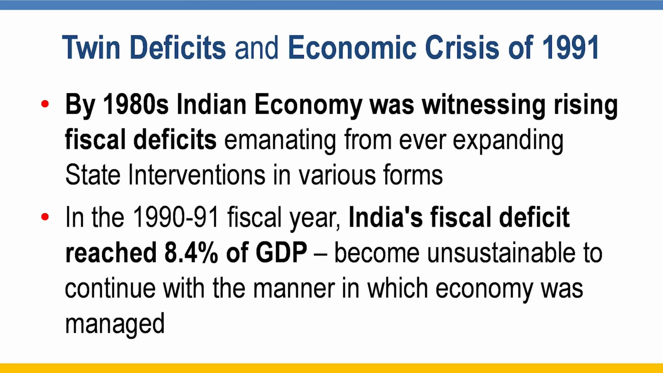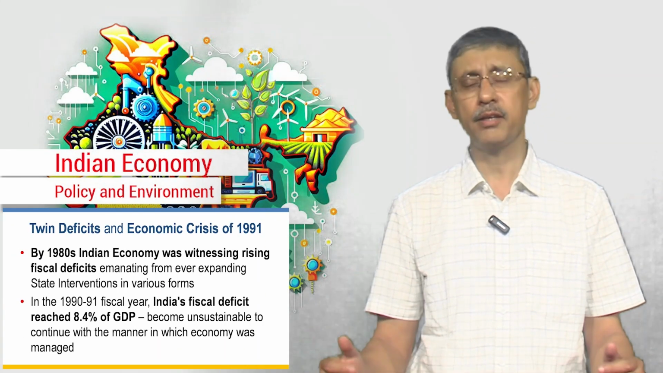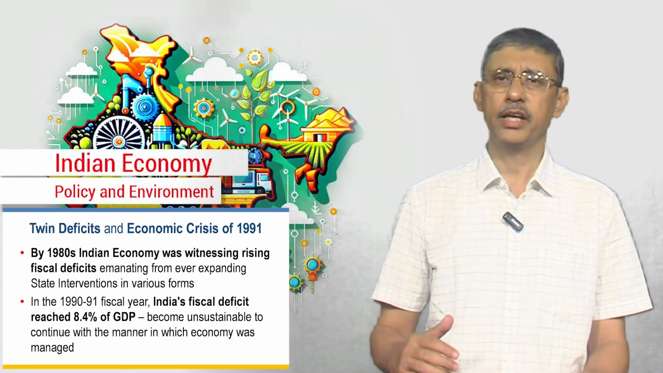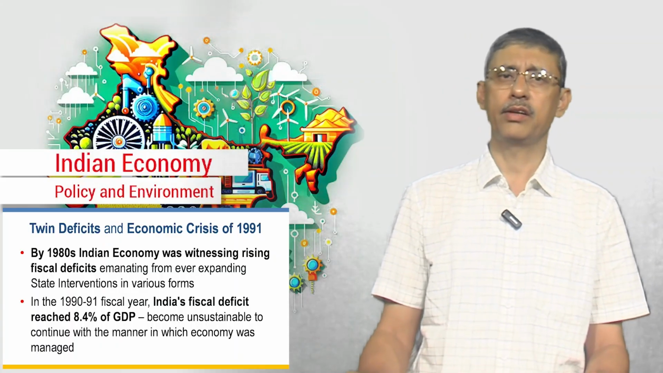very important to understand that during the 1980s, the Indian economy was also witnessing certain problems. It had twin deficits, which finally led to the 1991 economic crisis. The first of these twin deficits was the fiscal deficit. The fiscal deficit emanated from ever-expanding state intervention in various forms. As I have stated, since independence we followed a path driven by the state-led public sector, and that public sector was expanding, and government was having a direct say in how to run the economy. So it resulted in huge public expenditure, which finally resulted in fiscal deficits.